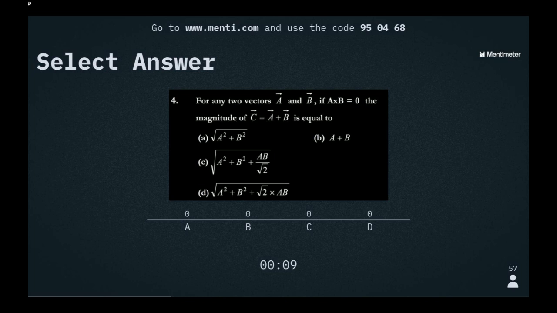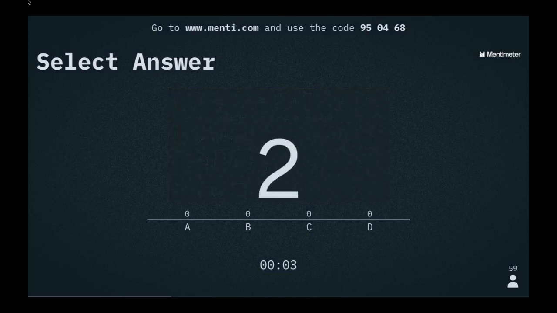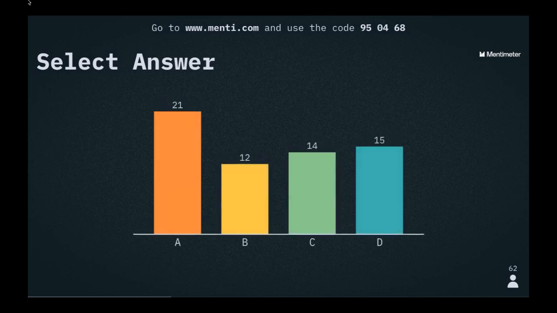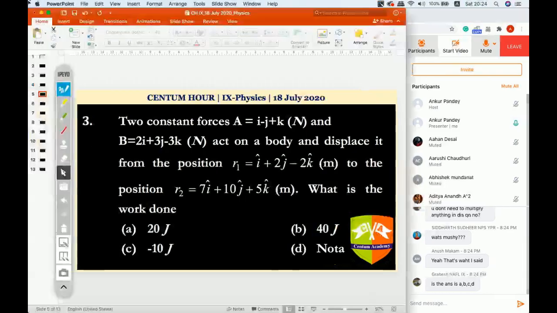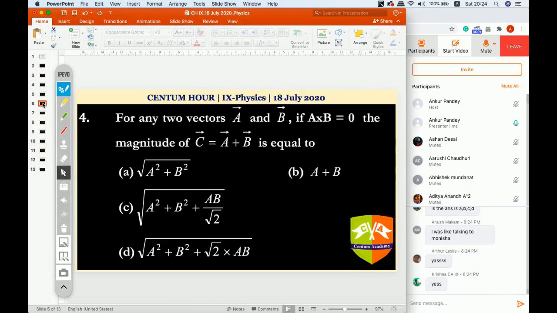Matrix multiplication would have been required had it been a cross product in the solution. The solution is an addition. So you have to go for an additional requirement. What are the requirements in order to calculate the addition? 21, 12, 14, 15. Relax. Very easy. Look at it.